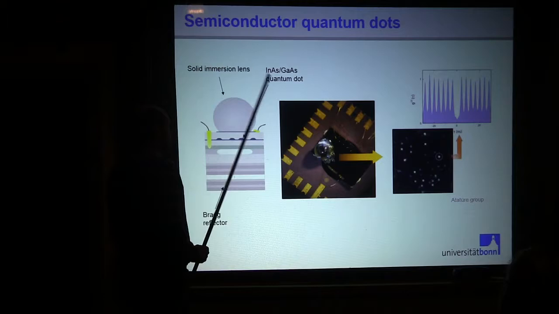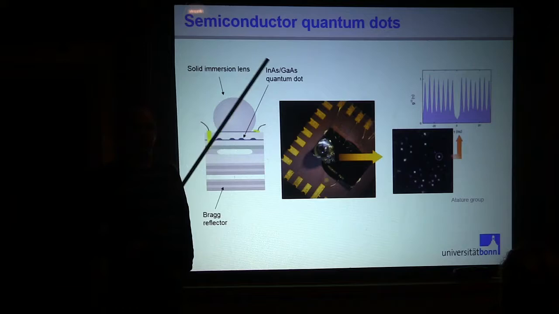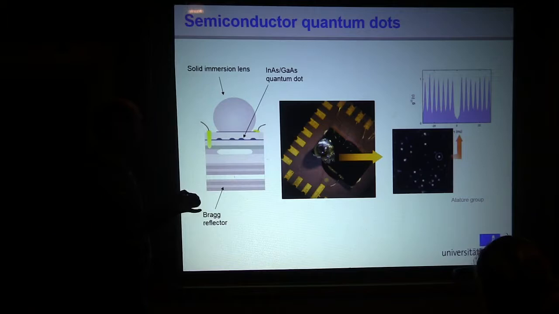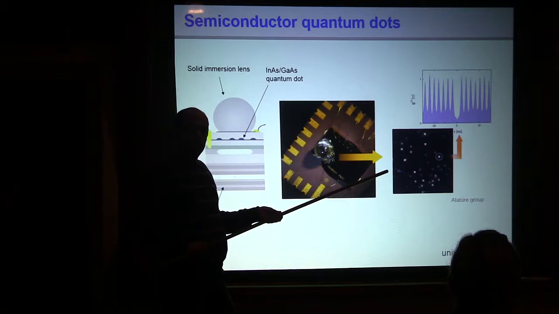Now, the problem is that all of these are different from each other. You will probably not find two quantum dots on the same sample which would interfere with each other, because they all emit light at different frequencies. So what we now have to do is to find the one that works with our ion.